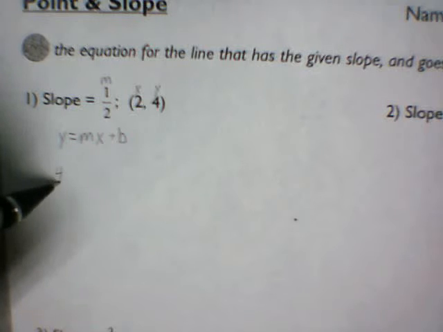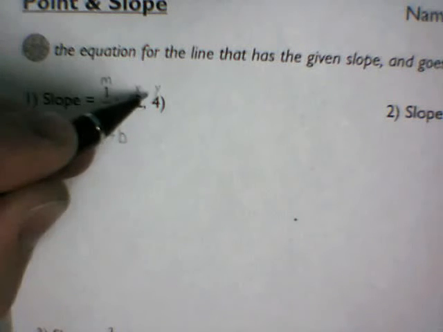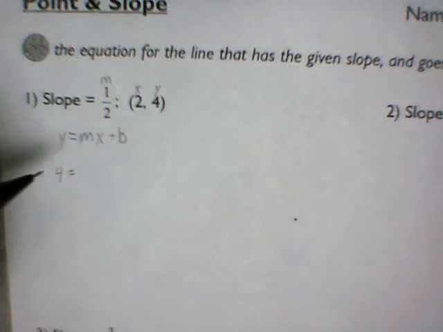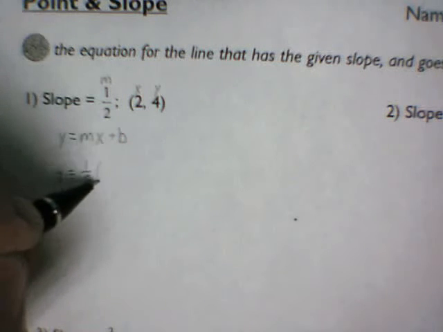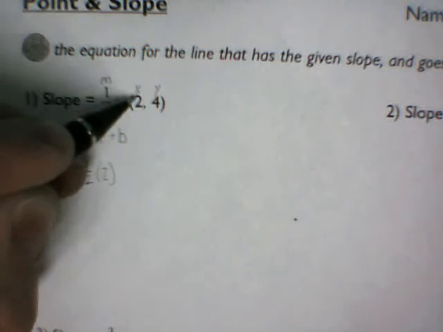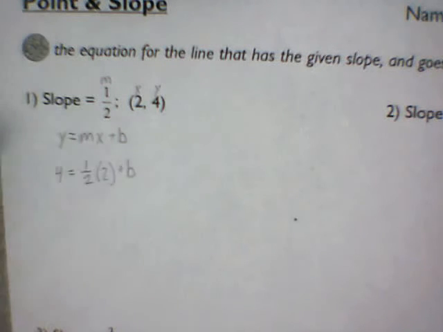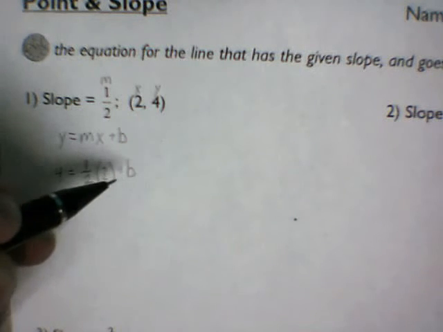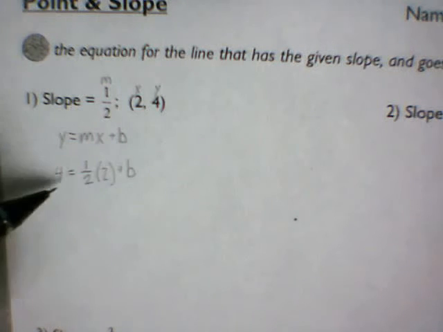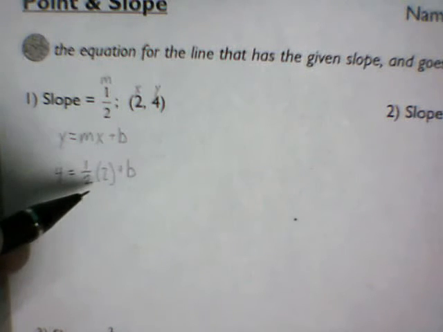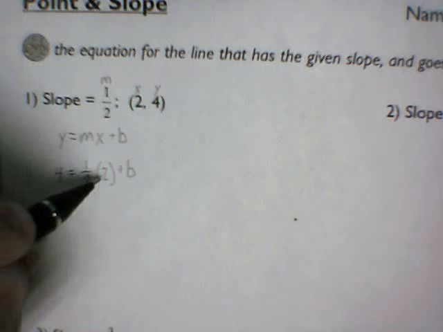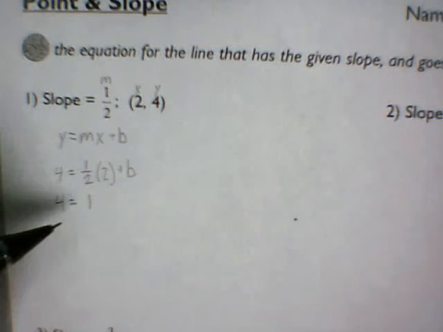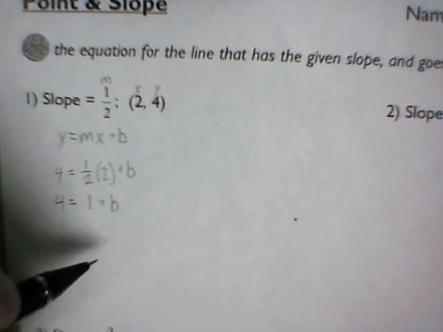Instead of y, I'm going to put 4 equals, the 4 came from the y up here, 4 equals 1/2, because m is 1/2, times 2. Instead of the x, I put a 2 because that's my x value, plus b. That b stays there because I still don't know what the y-intercept is. So now I'm going to simplify this equation by doing this multiplication. I'm going to rewrite the same equation, except instead of 1/2 times 2, I know that 1/2 times 2 is 1. So I'll simplify it down to 1, and that plus b stays there.